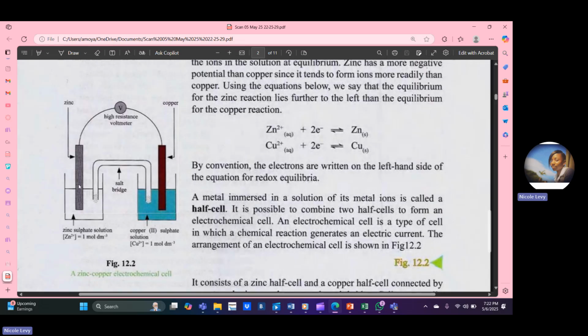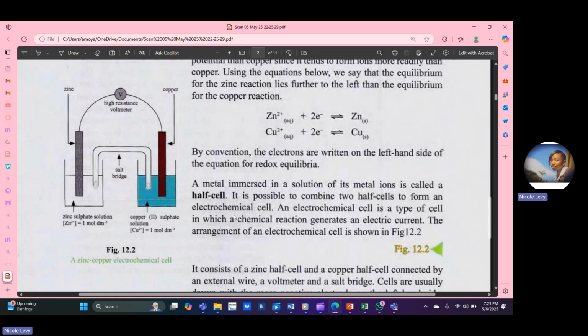So here we have a beautiful diagram where we have zinc metal in zinc sulfate of concentration 1 mole per dm cube, and we have copper in copper(II) sulfate solution of concentration 1 mole per dm cube, and we have a nice salt bridge right here. We have the wire, right? CAPE might give you this on the exam, so it's very critical for you to know it.